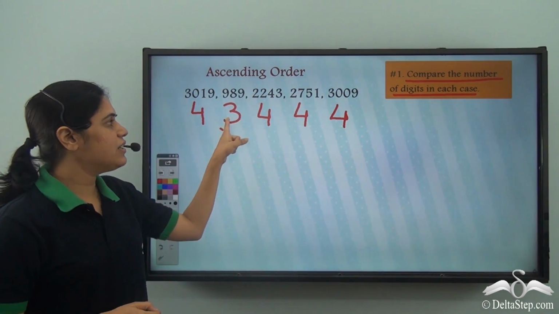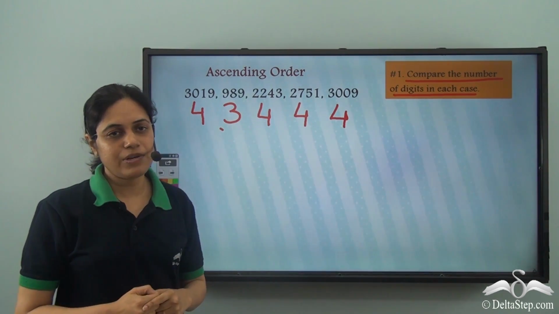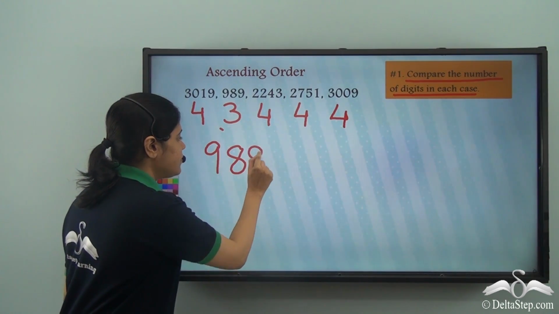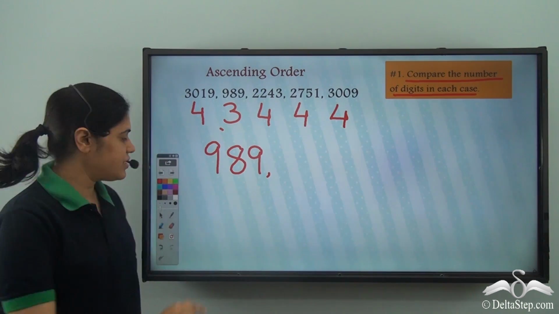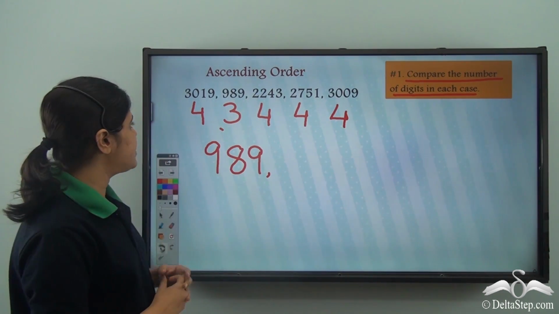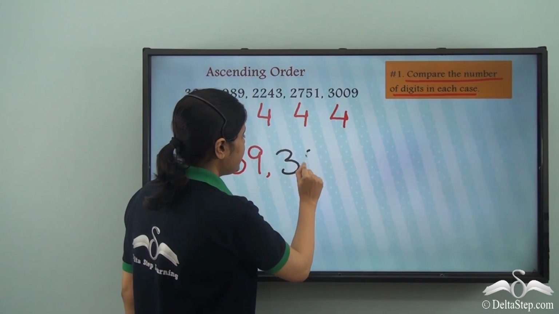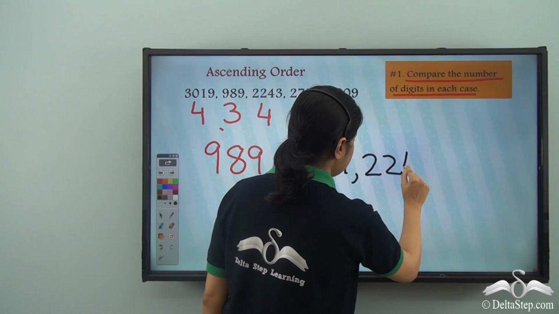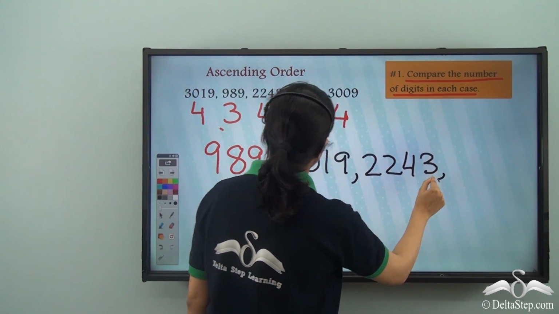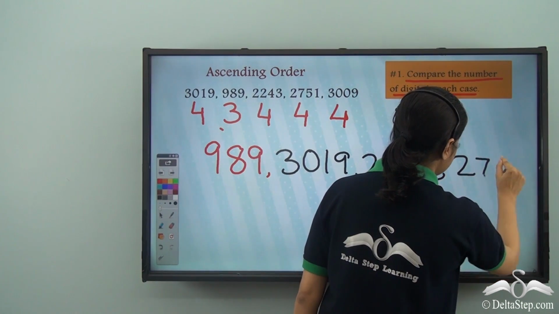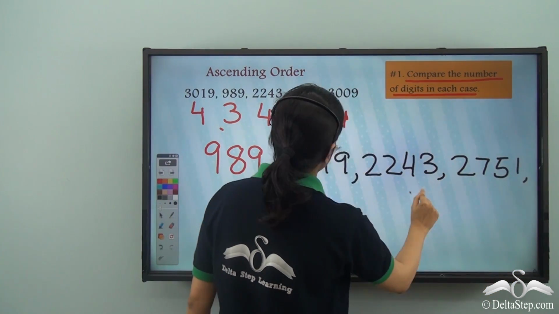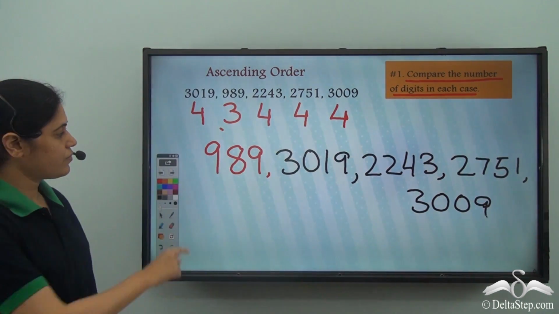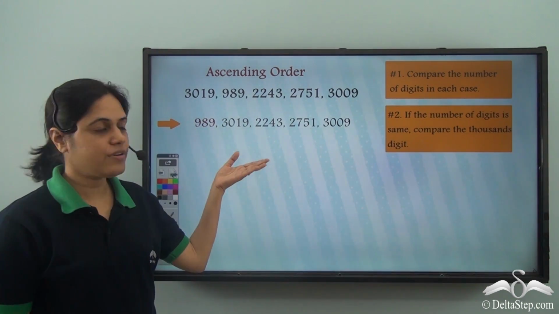So this is clearly smaller than the other numbers. So 989 is smaller than the other numbers. So 989 will come first. And now let me write the remaining numbers as they are. So 3019, 2243, 2751 and 3009. So this is what we have.